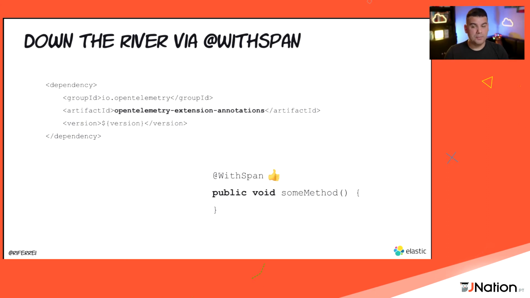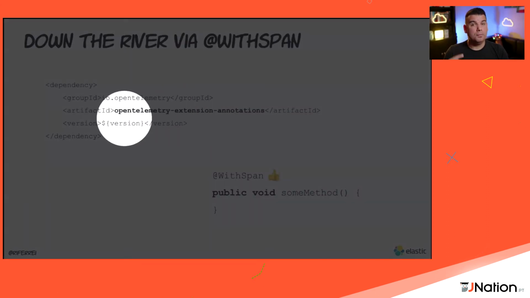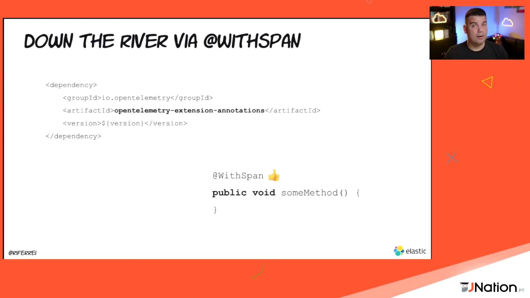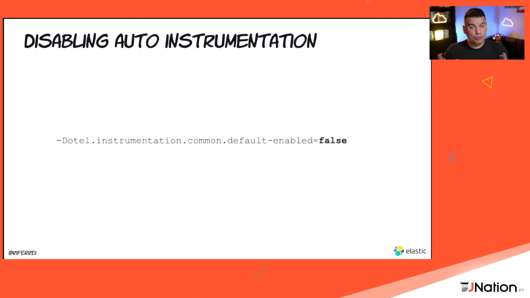At this point, just keep in mind that you have to explicitly introduce this dependency in your project, whether you're using Gradle or Maven. It is not part of the core or API project from OpenTelemetry. This is an extension, right? So if you don't include it, it won't work. You would end up with a NoClassDefFoundError. So keep that in mind, right?